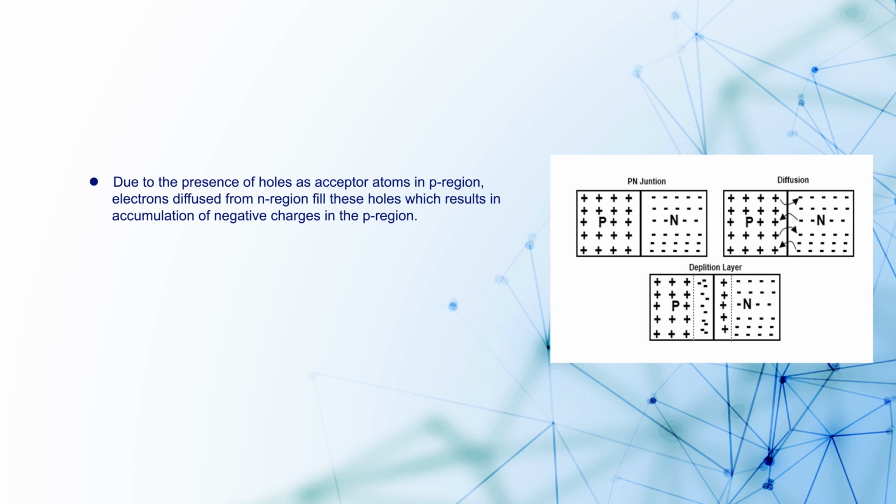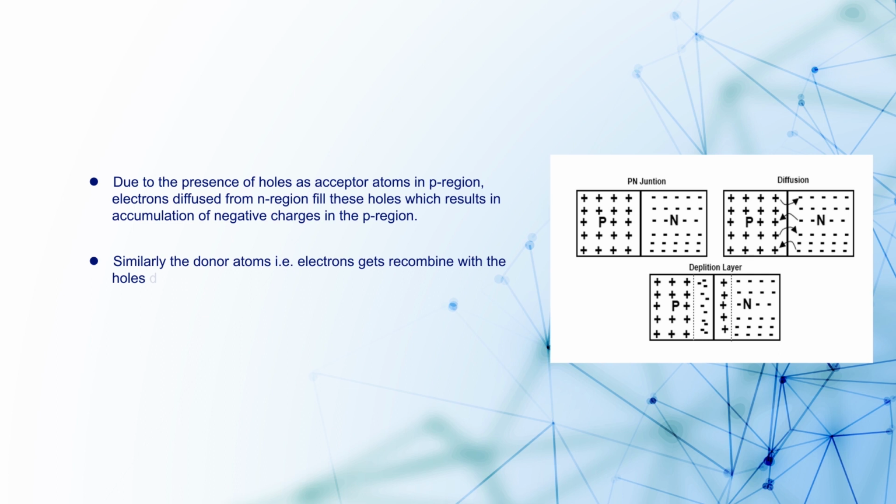So, the majority carriers, which are the electrons, move from the n region towards the p region, and since there are holes as acceptor atoms, the electrons diffuse from the n region and fill these holes, or we can say that they recombine with the holes and accumulate at the p region in the form of negative charges. So, negative charge gets accumulated in the p region.